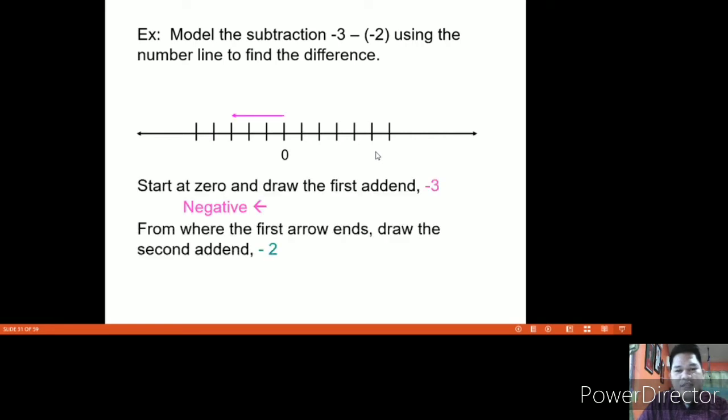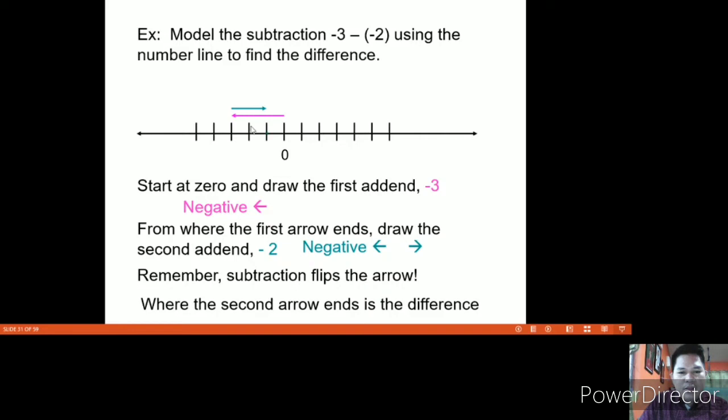Model the subtraction negative 3 minus negative 2 using the number line to find the difference. So start at 0 and draw the first addend, negative 3. So we have negative 3, 1, 2, 3. Since negative 2, it should be going to the left. But since subtraction, you flip the arrow going to the right. 1, 2. So therefore, the answer is negative 1. Remember, subtraction flips the arrow. Where the second arrow ends is the difference. So again, we have negative 3 minus negative 2. Since going to the left because of negative, it flips the arrow to the right because of subtraction.